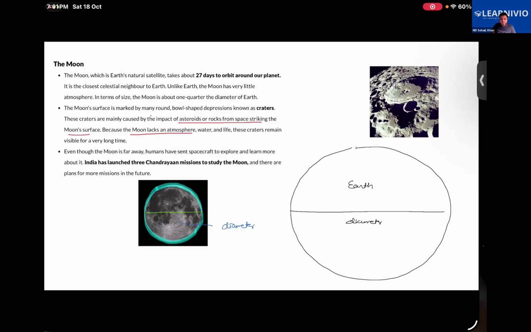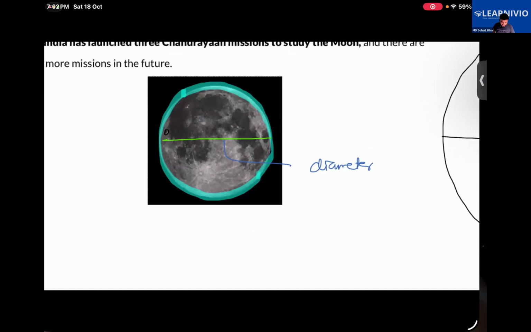Now, I'll be asking some general questions. I'm expecting that you would be aware of it. Who went to the moon for the first time? Which astronauts went to the moon for the first time? Any idea? Rakesh Sharma? No, Rakesh Sharma was the first Indian to go into space. I'm asking in general, all around the world, who were the first astronauts to visit the moon?